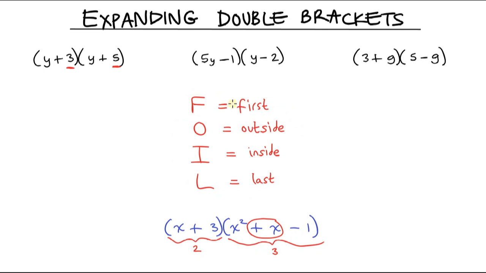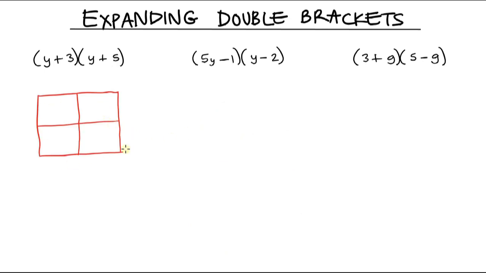So what we're going to go through in this video is going to be something called the grid method. And it's called the grid method because it looks like a grid, or you could think about it as a window. And notice we've got 4 sections, and those 4 sections correspond to the 4 multiplications that we're going to do. So on the top of my grid, I'm going to put the first bracket. So we're going to put y and then plus 3. I always like to include the sign in front as well. And then down the side, we're going to put our second bracket. So we've got y and then plus 5.